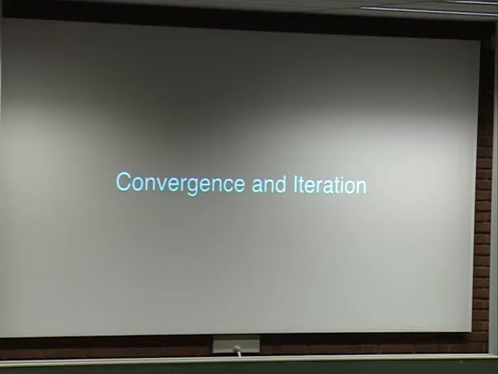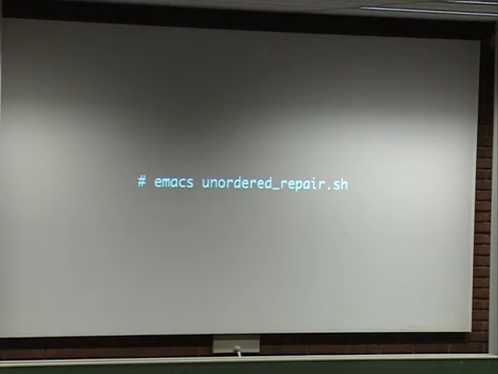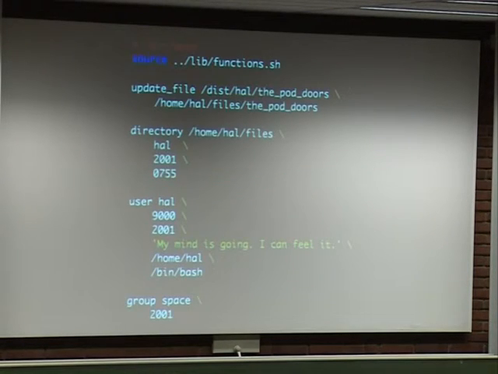Robot. Want to see something really cool? Yes. What happens if we do this in the wrong order? So, we're going to do unordered repair, Hal. I'm going to do this the exact wrong way. Okay? I'm going to first try to update a file and put it in a directory that doesn't exist yet. I'm going to create the directory and give it an owner and permissions of a user that doesn't exist yet. Right? And then I'm going to make a group, and I guess that'll work.